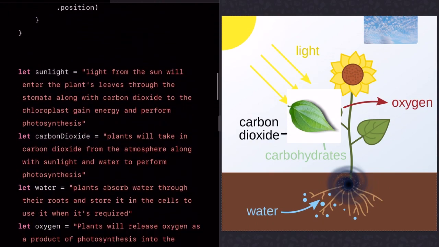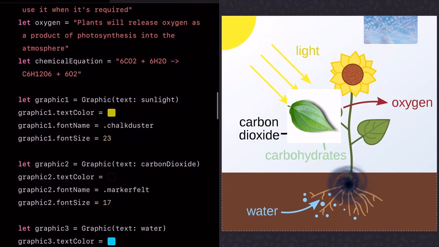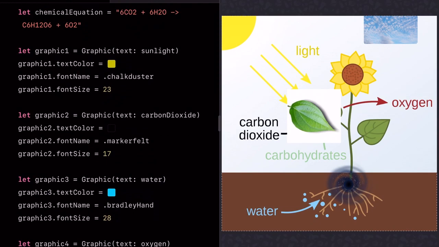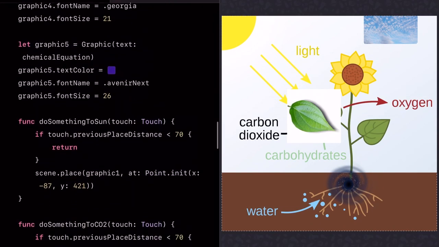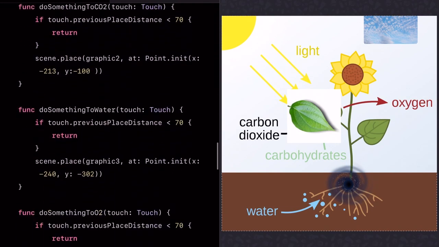I also added some text like sunlight, carbon dioxide, water, oxygen, and the chemical equation. I gave them text colors, different font styles and sizes, which shows briefly how it works with text. I also added some event handlers to place those texts.